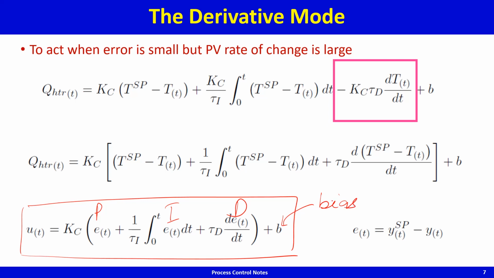So this is the PID control algorithm, and 90% of the controllers in industry you will see are of the PID type. Kc, tau I and tau D, these are tuning parameters that the control system designer or the controller designer must adjust properly so that the controlled process exhibits a dynamic response that you want.